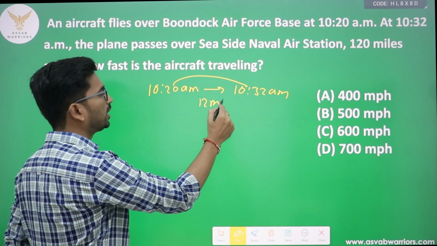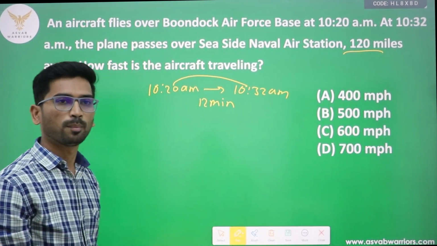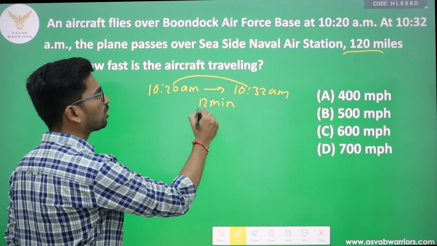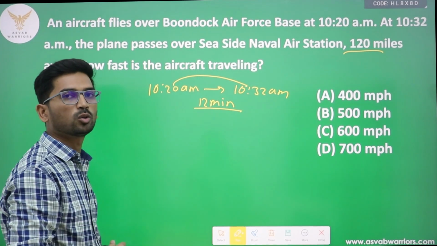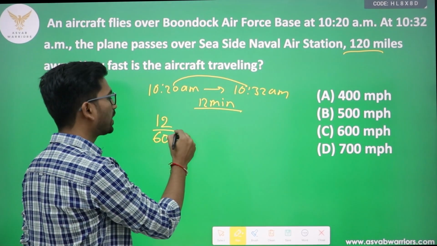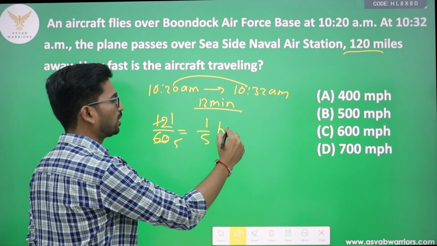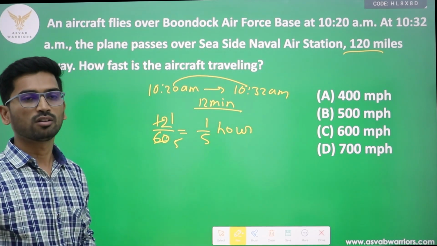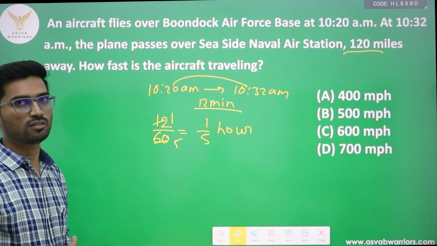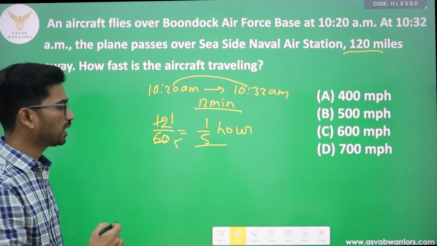In 12 minutes, it covers how much distance? The distance is given as 120 miles. Now we need to convert this 12 minutes into hours. What will be 12 minutes in hours term? It will be 12 by 60, or we can say 1 by 5 hour. Now to cover the 120 miles of distance, it took 1/5 of an hour. Then what was the speed of the aircraft?